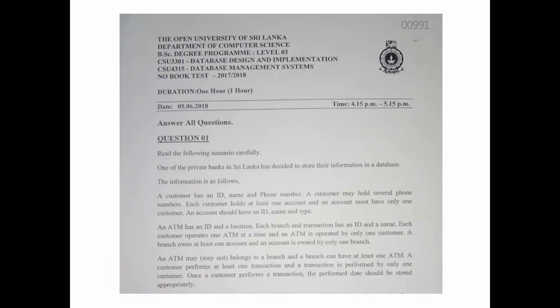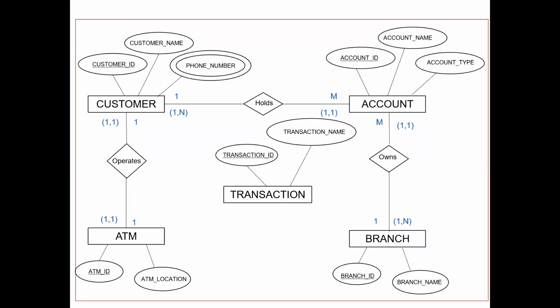An ATM may or may not belongs to a branch. That means belonging to a branch is optional for ATM. And a branch can have at least one ATM. So for a branch, having an ATM is mandatory. So we represent the optional relationship using a circle at the end of the optional entity, and for the mandatory participation, we do not show a circle. Therefore, the representation will be like this.